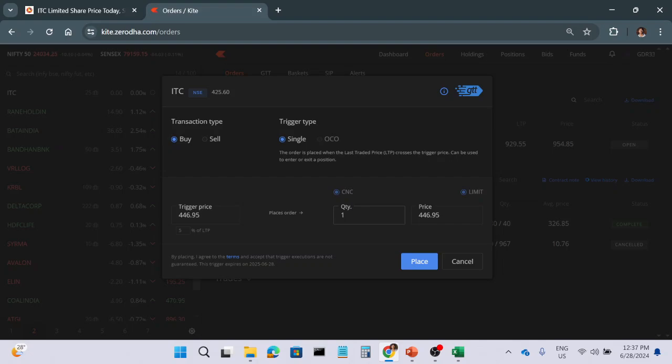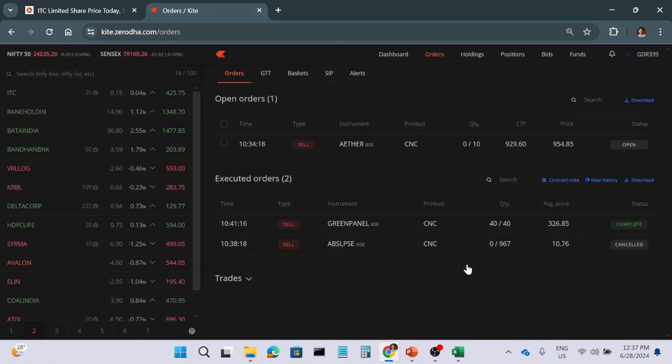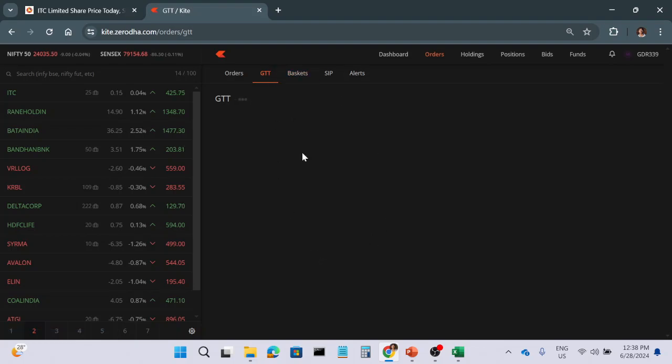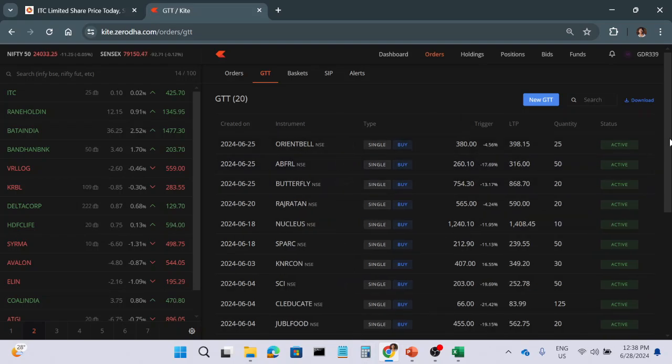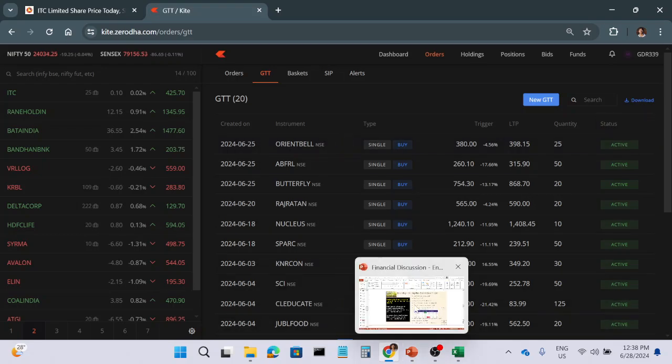Based on the amount that you are trying to allocate for this stock, you can identify how many shares it would come to and then place the order. Once you place the order, all the orders will be shown on the GTT here. I have put certain orders for different companies out here. This is how it will be shown, and it will also show you as active since it has not yet triggered.